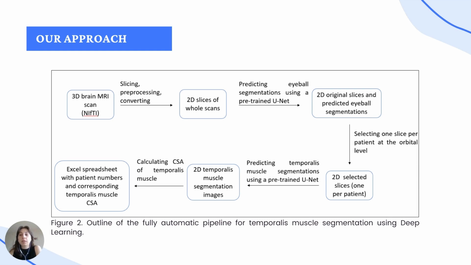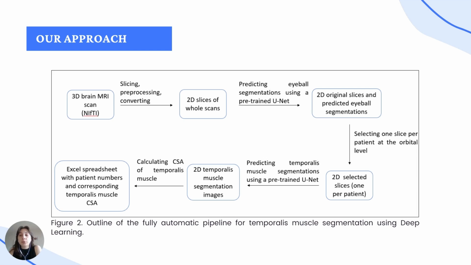We first take a 3D brain MRI scan in NIfTI format as input, and slice, pre-process, and convert the images to PNG format. Once we have the 2D PNG files, we feed them into the first pre-trained neural network to segment the eyeball. The code then looks at the segmented eyeball areas from different slices for each patient, going from top of scan to bottom, and picks a slice once the area is over a certain threshold, which outputs one slice per patient at a level slightly above mid-orbit.